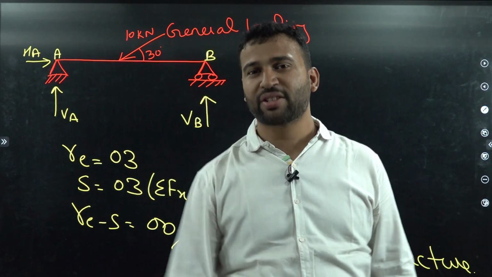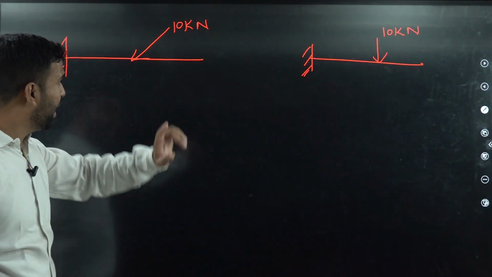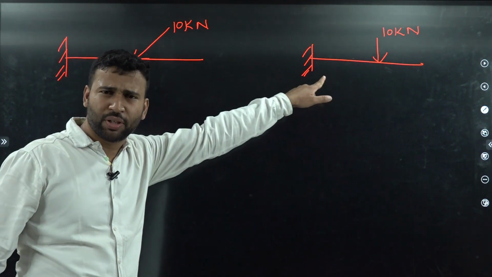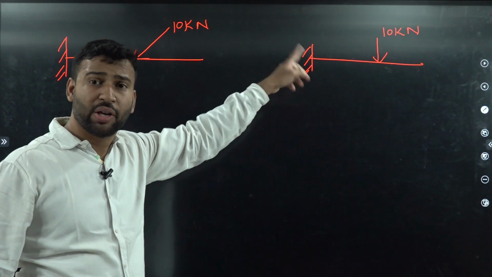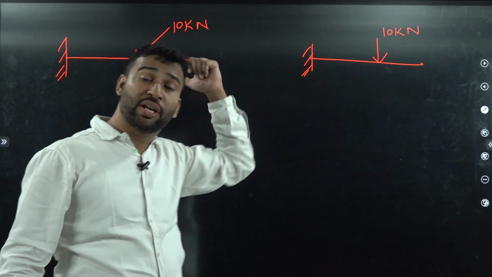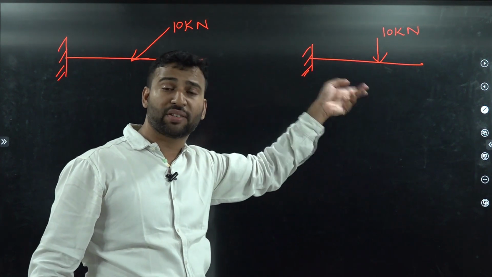Now take one more example of this. Now students, I have given you two similar beams, that is cantilever beams, but the type of loading is different. Now just find whether the structure is determinate or not. You have to find both the cases separately.